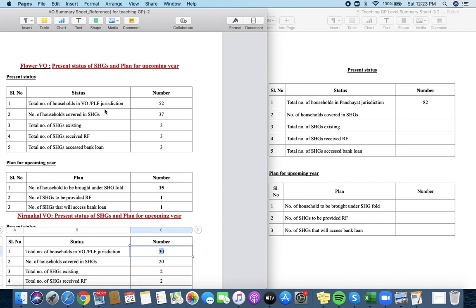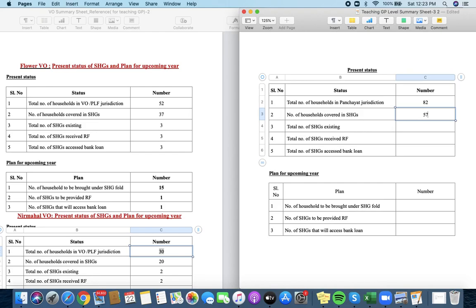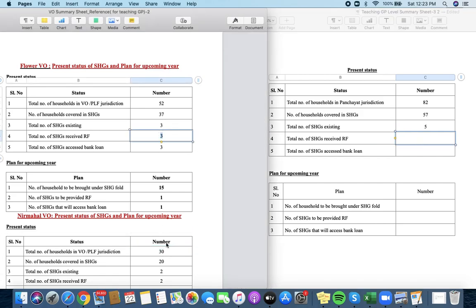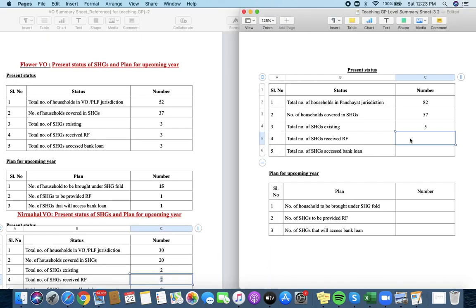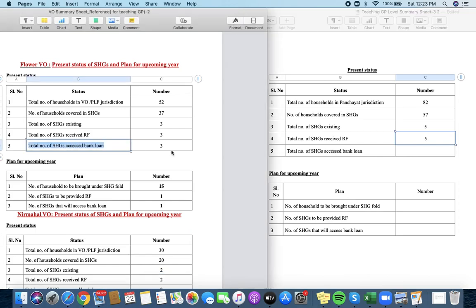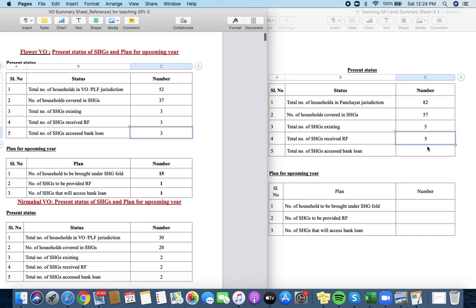Now again, you can see that the number of households covered in the SHG in Flower VO is 37 and in Nirmahal VO is 20. So what will be here? 57. Total number of existing SHGs in Flower VO is 3 and total number of existing SHGs in Nirmahal VO is 2. So in the panchayat where there are two VOs, Flower and Nirmahal, the total number of SHGs will be 5. Total number of SHGs receiving RF is 3 and here in Nirmahal VO it's 2. So here also it will be 5. Similarly, total number of SHGs who have accessed bank loan in Flower VO is 3 and in Nirmahal VO is 2, so it will be 5.